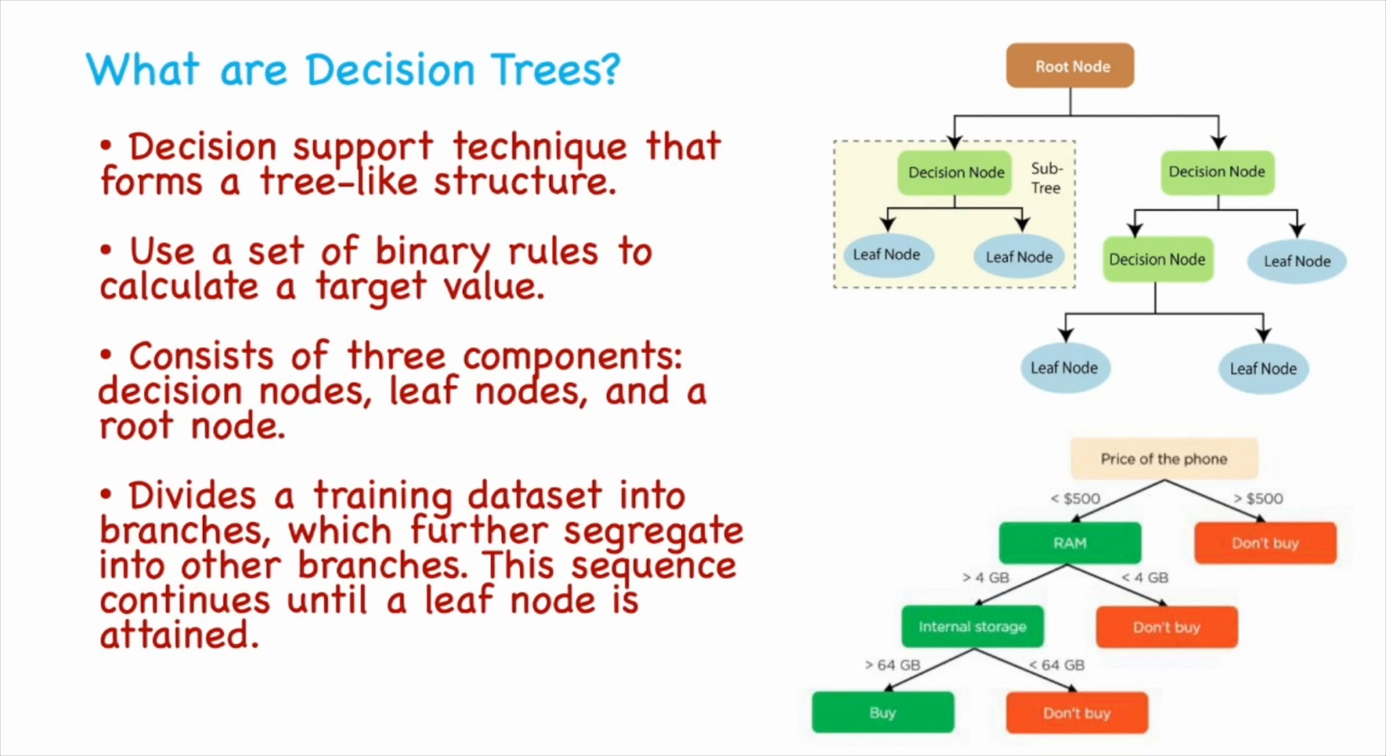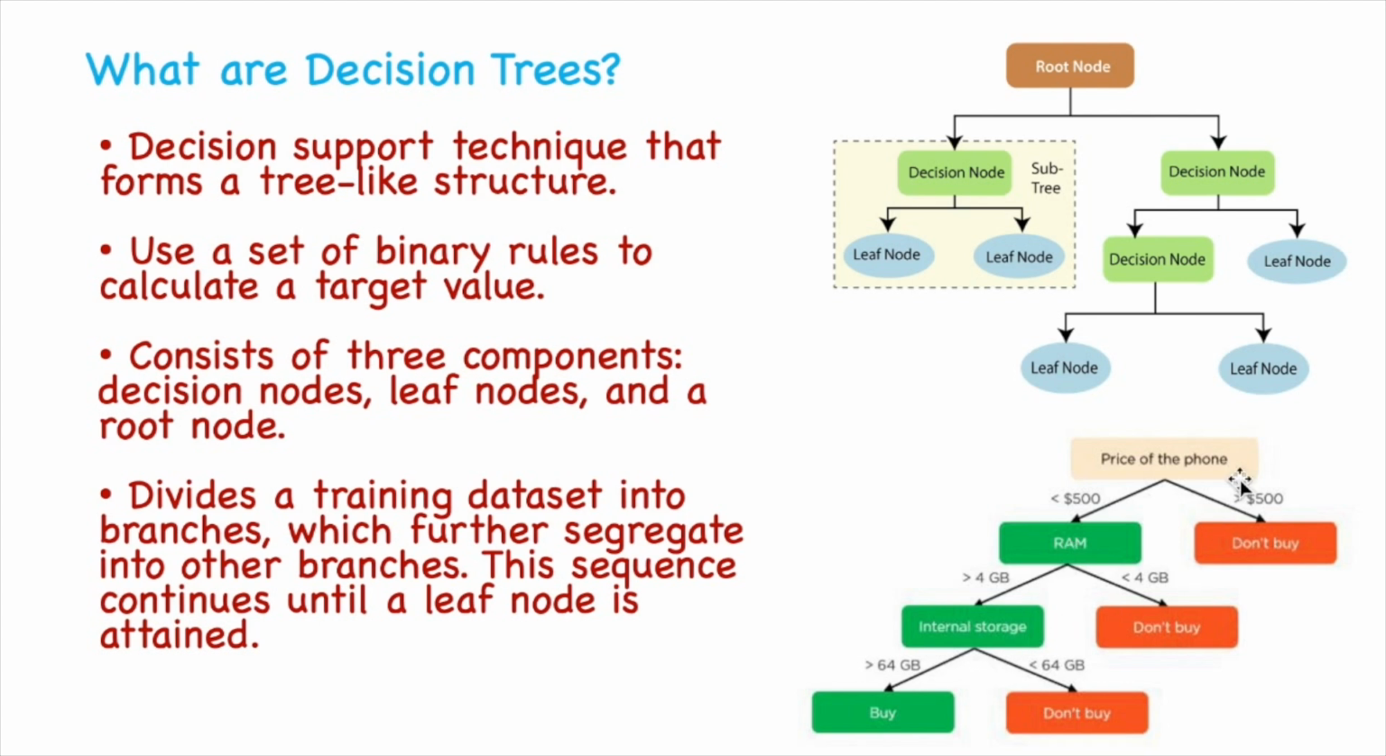We will divide the training dataset into branches, and the branches will be further segregated into branches, and we will continue until a leaf node is attained. For example, to decide whether to buy a phone, the tree might check its price, RAM, and the storage.